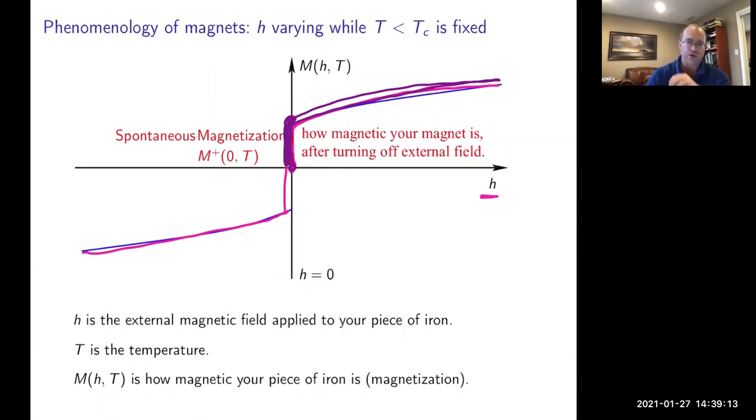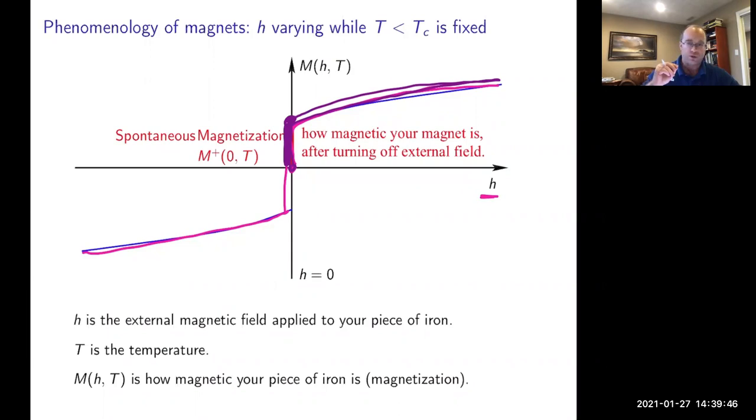And in particular, you want to know how big this spontaneous magnetization M plus of 0, T is at a given temperature. This is one of those quantities you want to measure. The non-analytic behavior of M as you vary H when H equals 0, that's what's called a phase transition. And that's what we want to understand, these phase transitions. So that's the goal. And please ask questions at any moment. I'm expecting questions. That's what I'm hoping for.